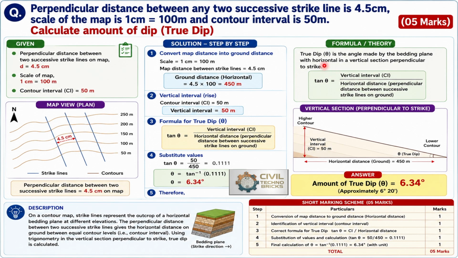So the true dip is the angle made by the bedding plane with the horizontal in a vertical section perpendicular to the strike. Then tan theta is equal to, likewise. For the explanation, we have to understand the bedding planes. On a contour map, strike lines represent the outcrop of a horizontal bedding plane at different elevations. The perpendicular distance between two successive strike lines gives the horizontal distance on the ground between equal contour levels. Using trigonometry in the vertical section perpendicular to the strike, the true dip is calculated here. So this is the actual marking scheme for those stages.